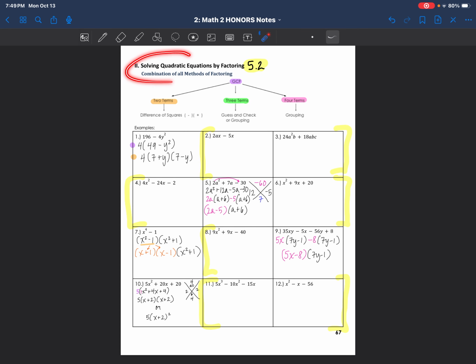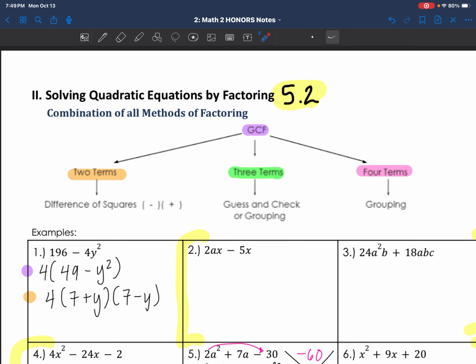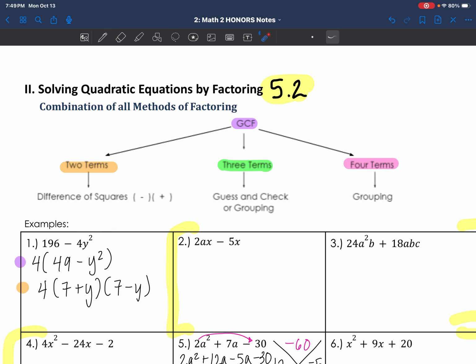Alright, what we're going to talk about today is solving quadratic equations by factoring. So just a quick recap of factoring. Whenever you're factoring, you want to start with the GCF. After you've done the GCF, if there is one, then if it has two terms, you're going to look to see if it's a difference.